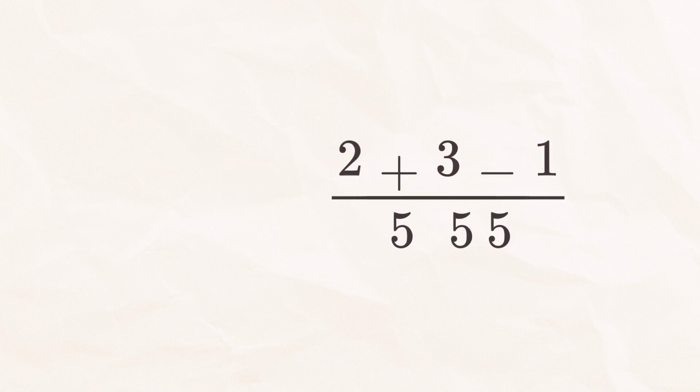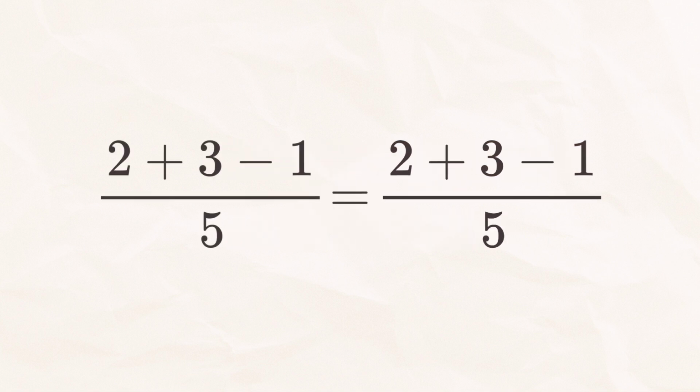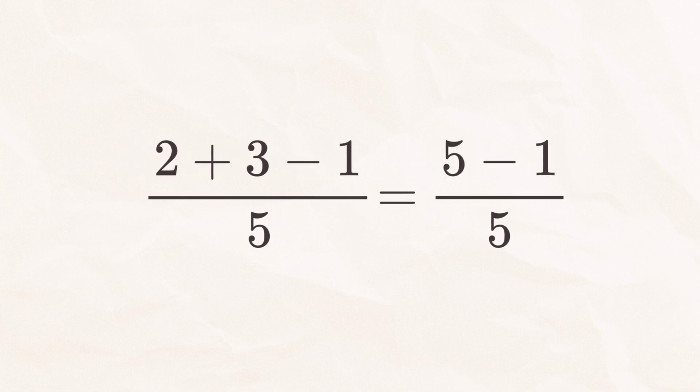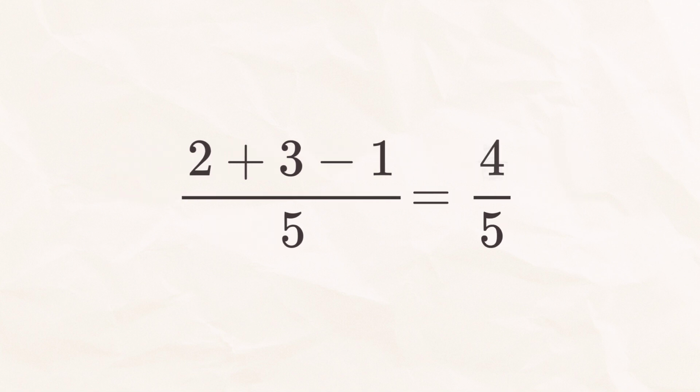We can rewrite the problem like this. So, 2 plus 3 is 5. Then subtract 1, which leaves us with 4. So the answer is 4/5.